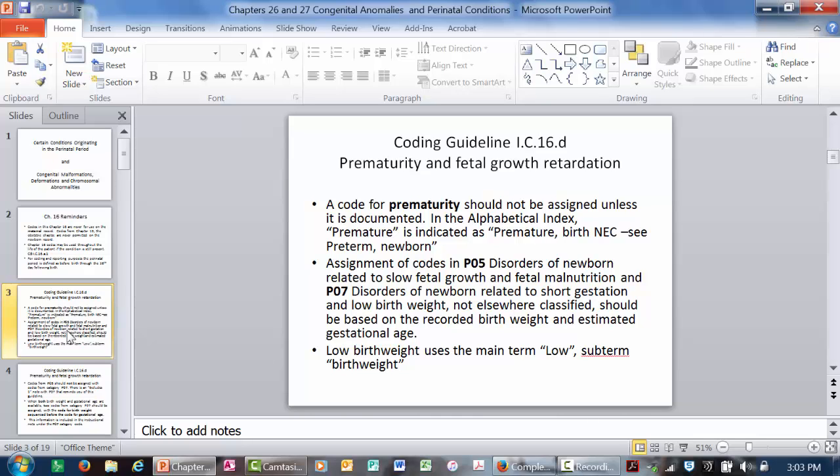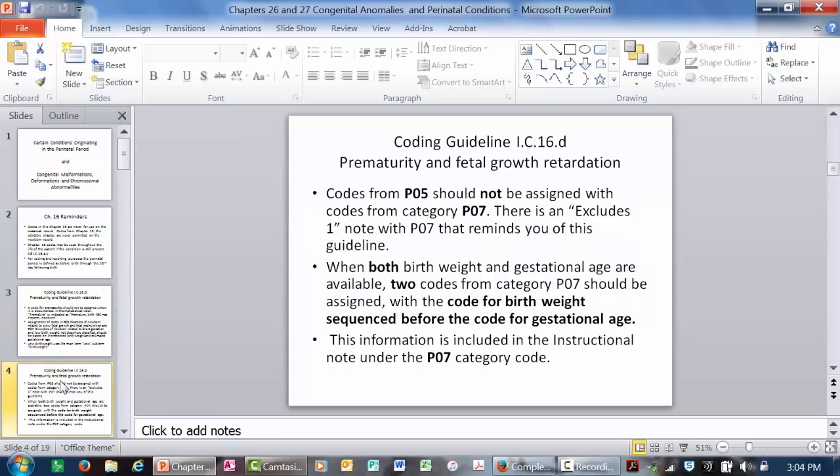When a physician is talking about a premature infant, typically they talk about the birth weight and the gestational age of that infant versus using the term premature. There are P05 and P07 categories that relate to low birth weight and gestational age.